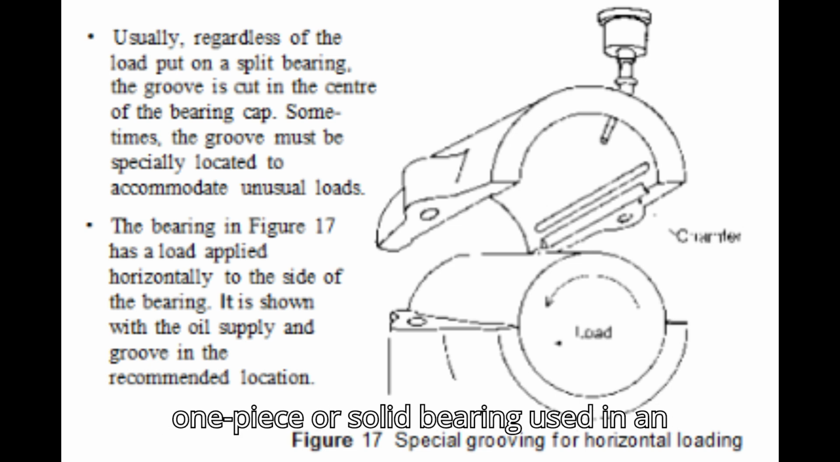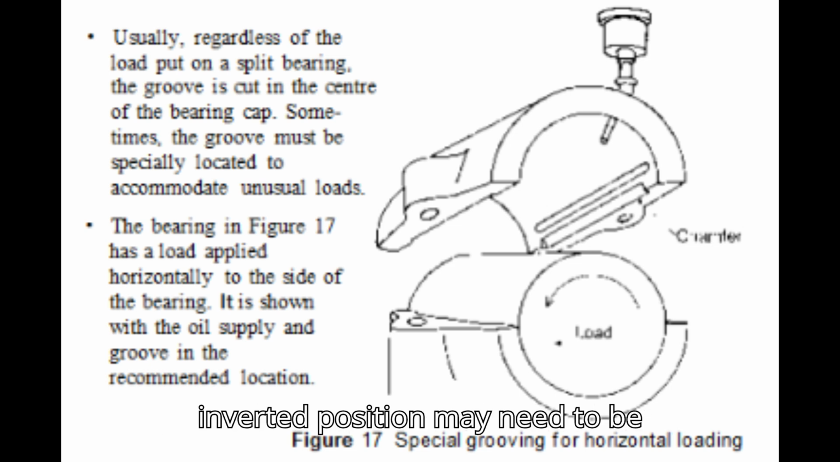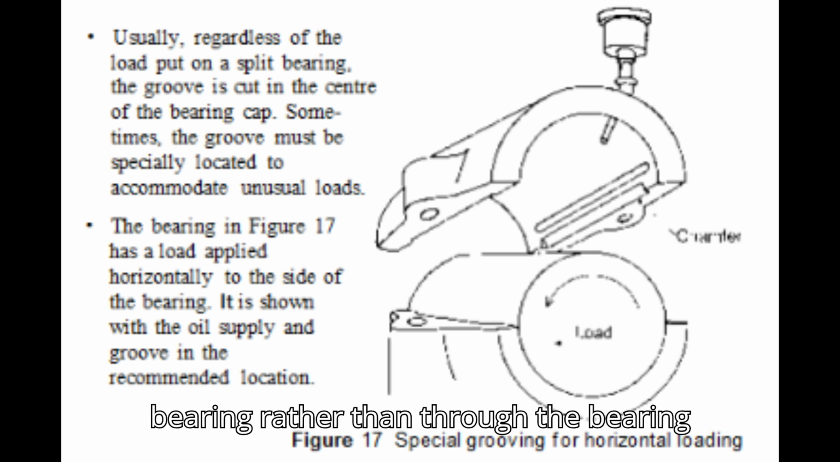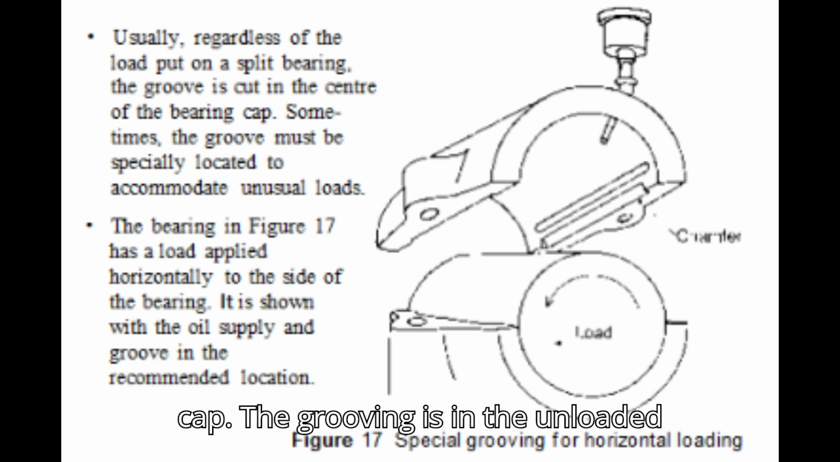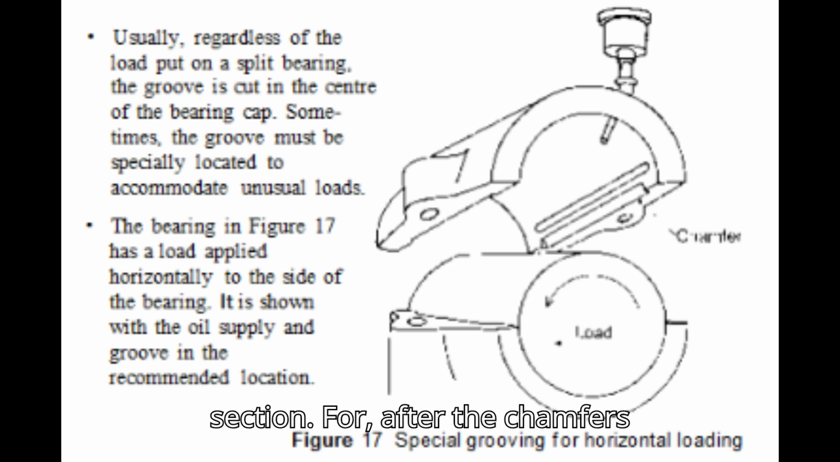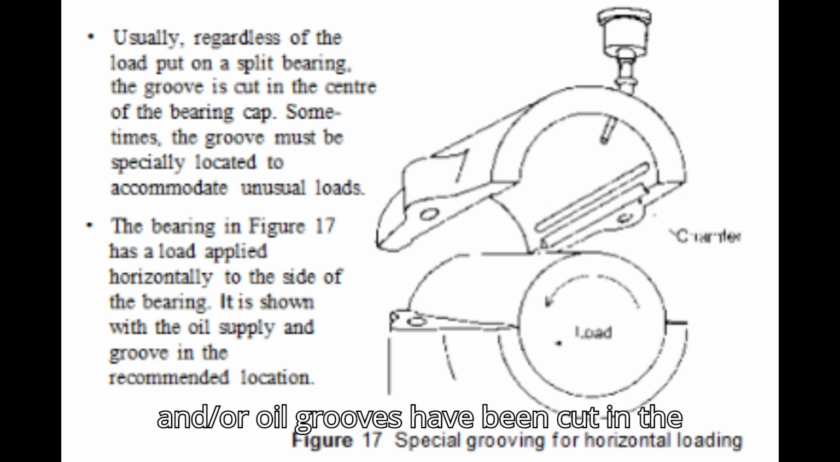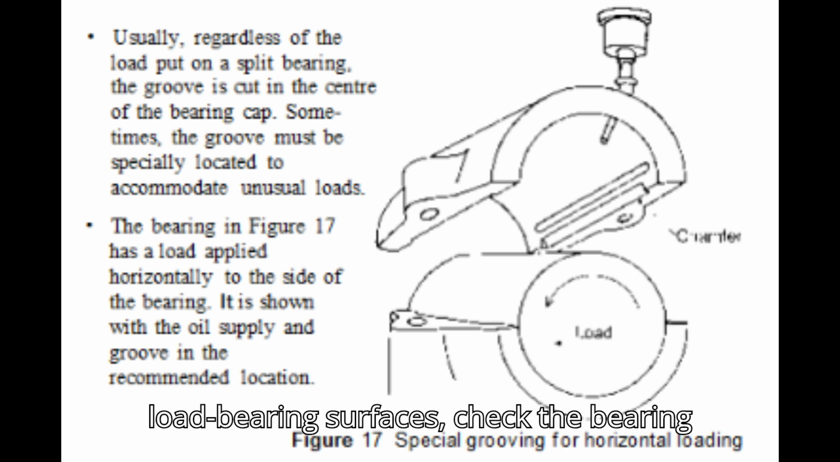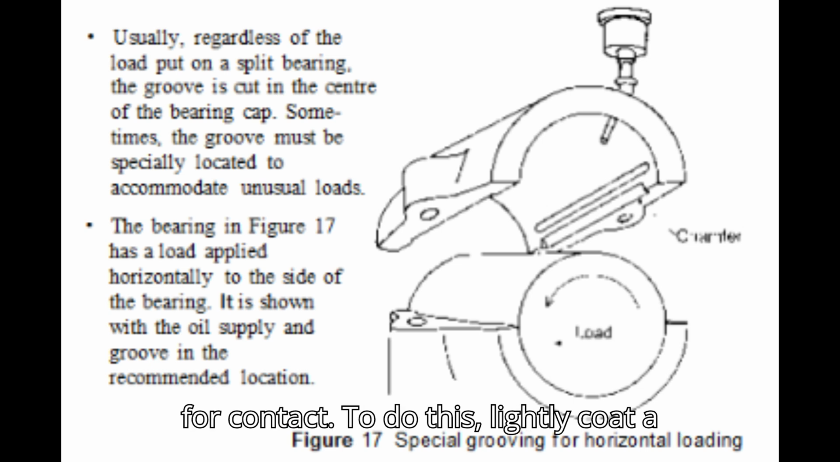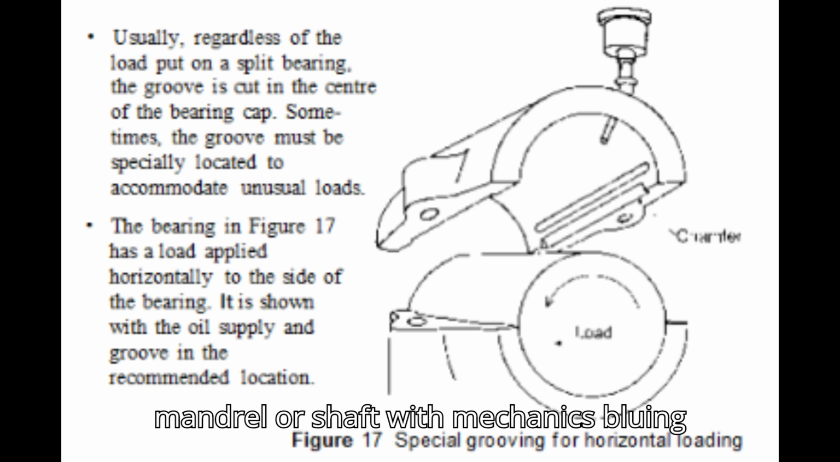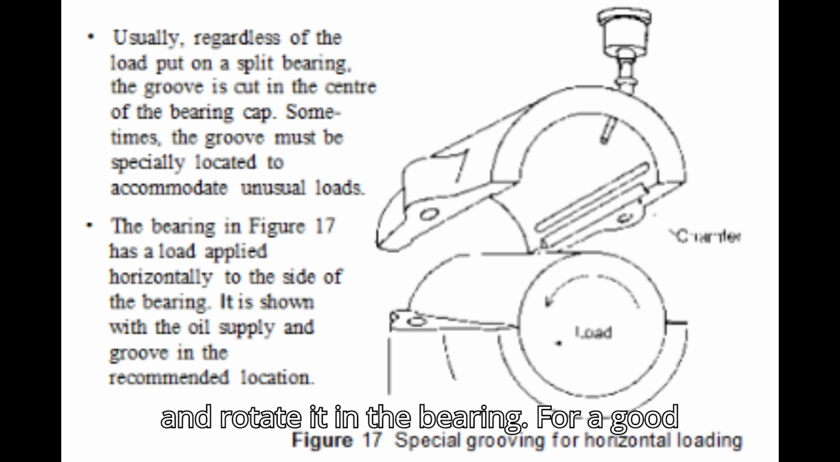A one-piece or solid bearing used in an inverted position may need to be lubricated through the base of the bearing rather than through the bearing cap. The grooving is in the unloaded section. 4. After the chamfers and or oil grooves have been cut in the load-bearing surfaces, check the bearing for contact. To do this, lightly coat a mandrel or shaft with mechanics bluing and rotate it in the bearing.